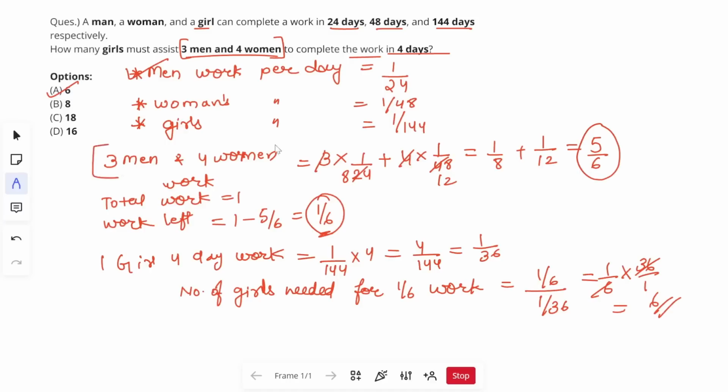Based on that, we have calculated the work done by 3 men and 4 women, which is going to be 5 by 6. The total work was 1 and remaining work is 1 minus 5 by 6, which is 1 by 6, and this remaining work needs to be done by girls. We are told that the girls need to complete it in 4 days, right? So one girl in 4 days can do how much work? 4 by 144, which simplifies to 1 by 36. Then we have taken the total work divided by this value, 1 by 36. Finally, we have got the value as 6. Hope you have understood it.